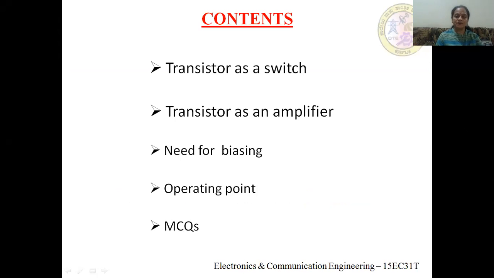So what are the contents we are going to cover in this video? First one is transistor can be used as a switch. Transistor can be used as an amplifier. What's the need of biasing, operating point, and the multiple choice questions. After learning all the contents, we are going to solve multiple choice questions, which helps us to understand the topics in a better way.